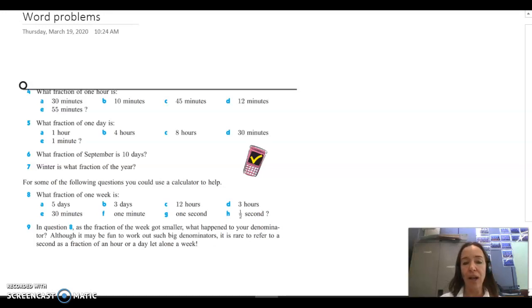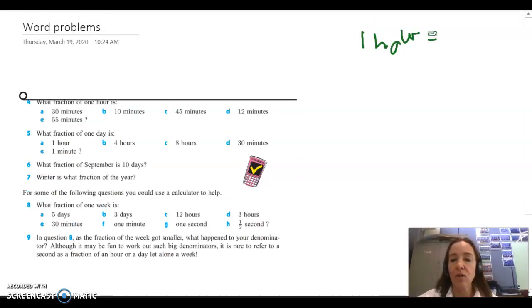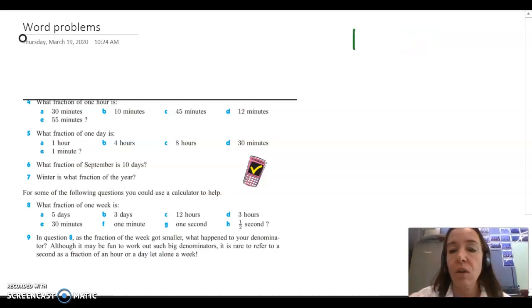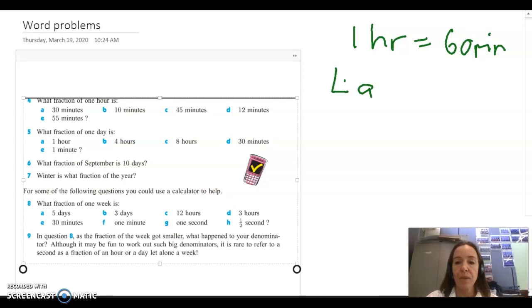So if I've got an hour, how many minutes are in 1 hour? Good, there are 60 minutes in 1 hour. So 1 hour equals 60 minutes. So let's go. 4a, 30 minutes as a fraction of 1 hour would be 30 minutes out of 60 minutes.